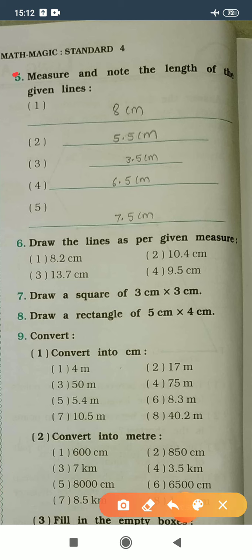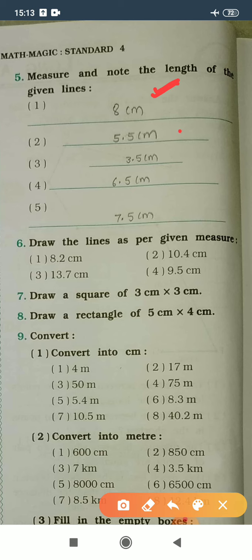Now question number 5. Measure and note the length of the given lines. Now 1, 2, 3, 4, 5, these lines were given and you need to calculate these lines, but you do not have this book, so I have simply written the answers and you need to draw the given lengths. So the first one is 8 centimeters long, so simply you need to draw an 8 centimeter long line with the help of your scale.